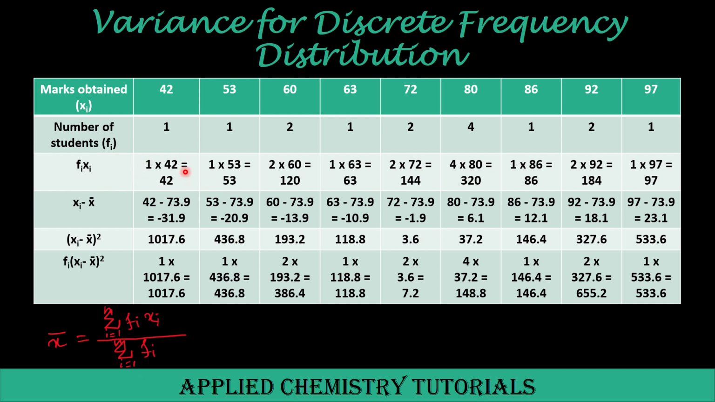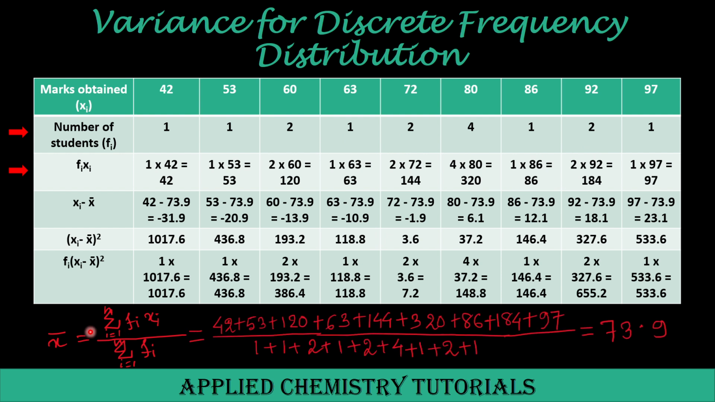The fi xi term can now be calculated easily here, multiplying fi and the corresponding xi term. So 1 multiplied by 42 equals 42, 1 multiplied by 53 equals 53, and so on. We can add all these fi xi terms here, and we can also add all the fi terms here. So now our x bar, as I mentioned, we can calculate by adding all these terms. The fi xi terms will be added in the numerator and the fi terms in the denominator. It gives us x bar equals 73.9.